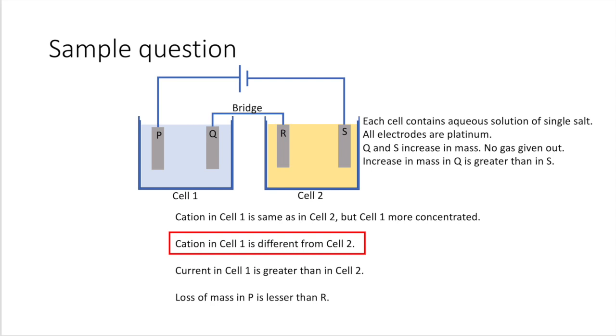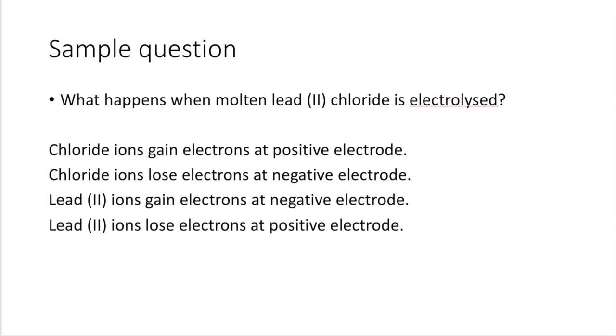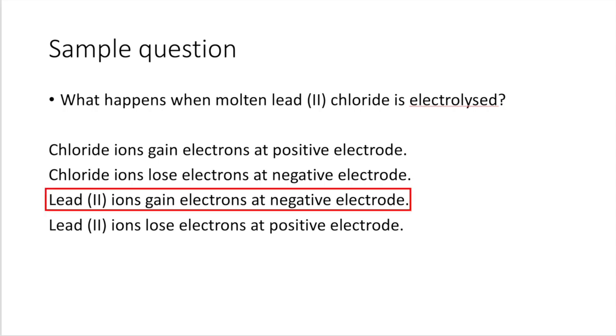So a question will also look like that. Molten lead chloride electrolyzed. So the cation goes to the cathode. The cathode is the negative electrode, and the cations will go there and collect electrons. And in this question, so same. The cations, the metal ions, will go to the cathode. Cations go to cathode, negative electrode. To collect electrons means reduced.